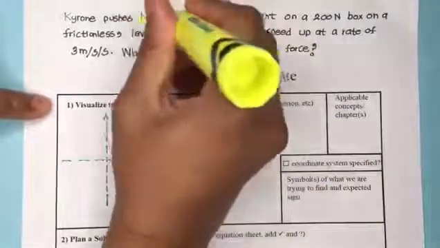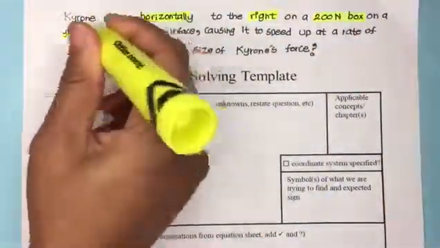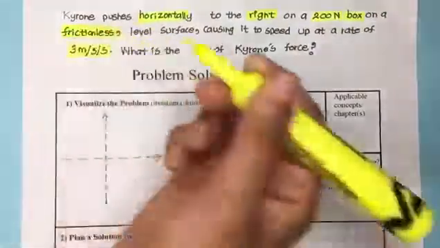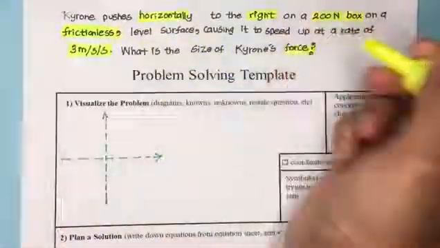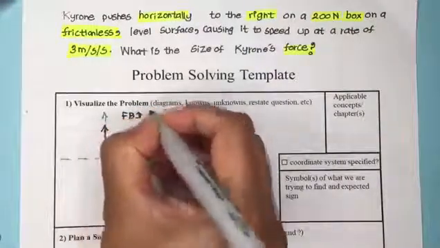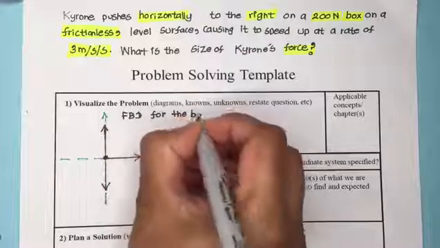So in this question, a person pushes horizontally to the right on a 200 newtons box on a frictionless level surface. So it is accelerating at a rate of 3 meters per second squared, and we're trying to calculate the force applied on the object. So visualize the problem starting with the free body diagram for the box.